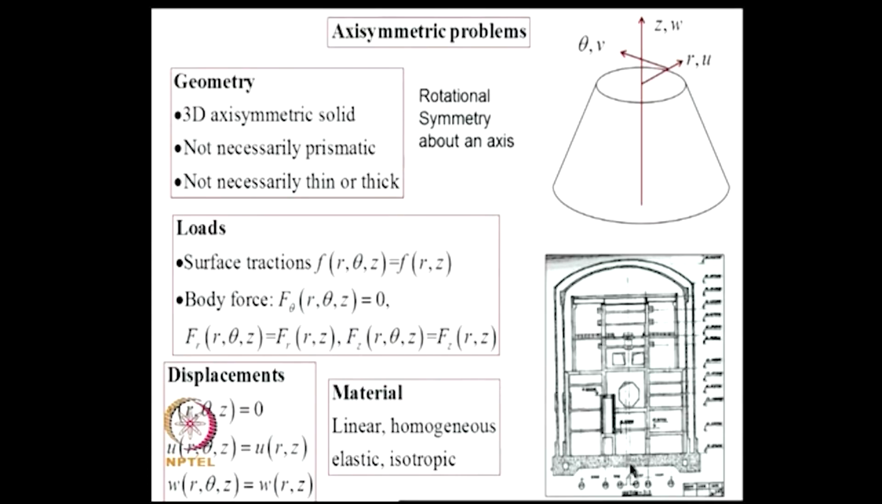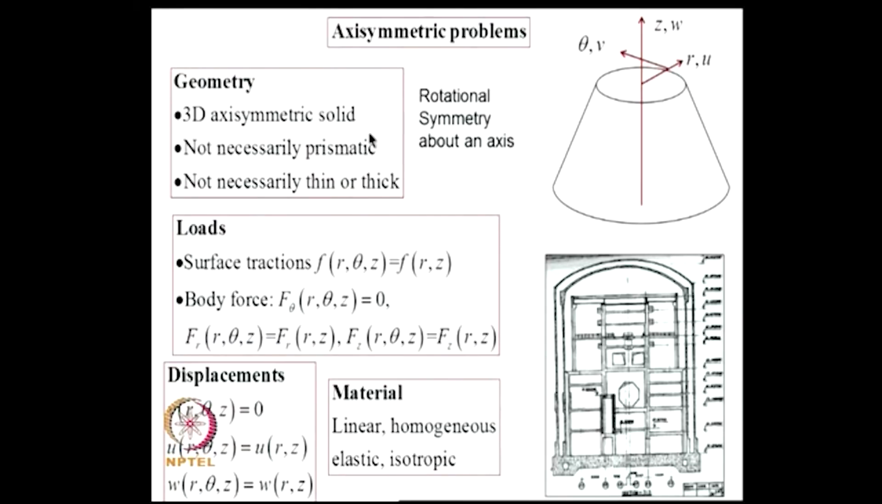Now, what exactly is a consequence of this symmetry on equations of elasticity? So, the objects that we are considering are characterized by geometry with these features. They are 3-dimensional axisymmetric solids. They are not necessarily prismatic, not necessarily thin or thick. So, these two conditions, if you recall, were necessary for implementing plane stress and plane strain models.